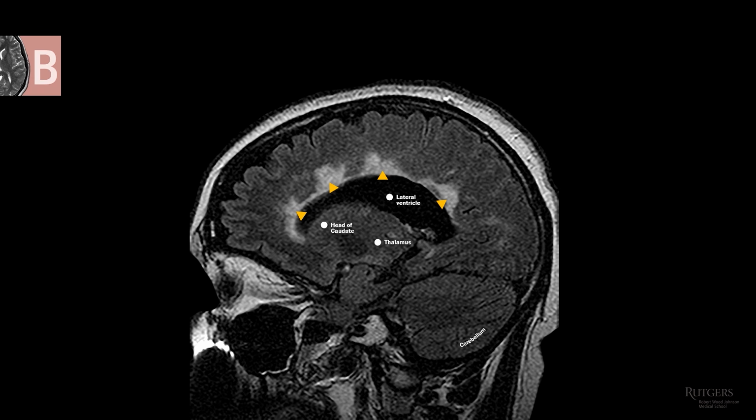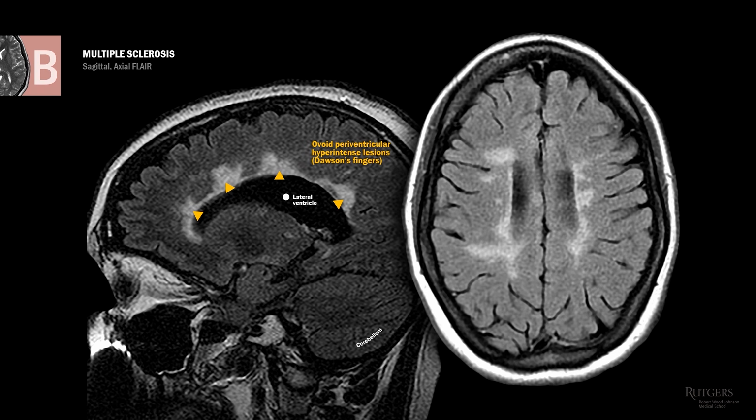You probably said that these are ovoid periventricular hyperintense lesions. These are Dawson's fingers in patients with multiple sclerosis. And on the axial FLAIR image, you can see them as well. Ovoid lesions. Now, that's a strangely specific appearance. Do you know why that happens?